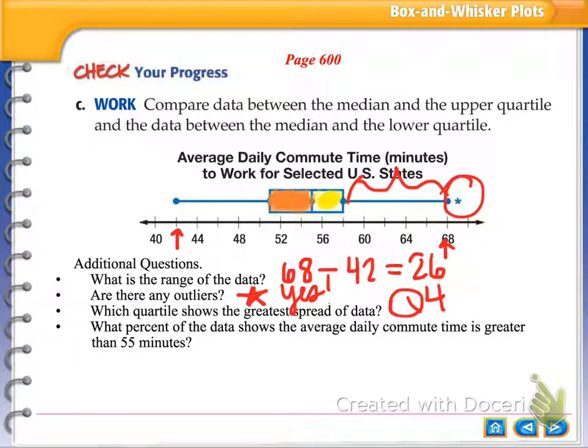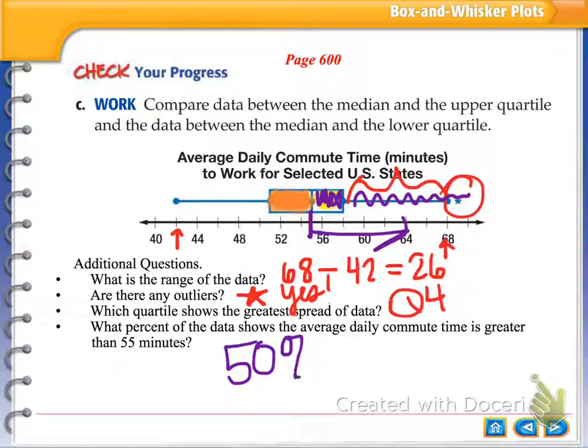The last question, what percent of the data shows the average daily commute time is greater than 55 minutes? If we look in purple, 55 minutes is right here. That's the median. So what percent is greater? Well, quartile 3 is 25%, and quartile 4 is 25%. So 25 plus 25 gives me 50%. 50% is greater than 55.